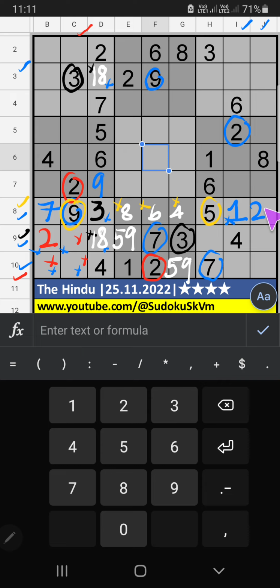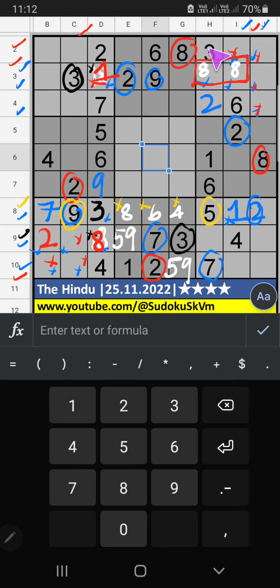Column I, column J, we have 2. So 2 can't come in these cells. Third also we have 2. So 2 can't come in the cell, then 2 is confirmed here. Column J, second row, we have 8. So 8 can't come in these cells. 8 will come in one of the cells. We will confirm later. Third row, we have 8. So 8 can't come in the cell. The 8 is confirmed here. Then 1 is here.